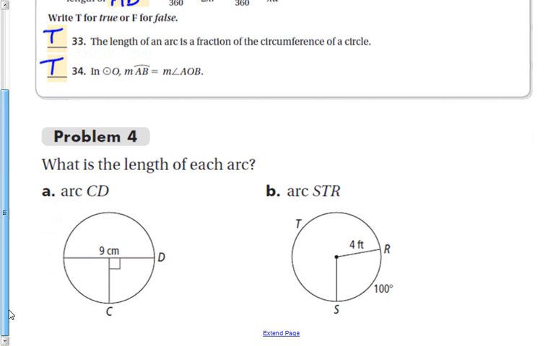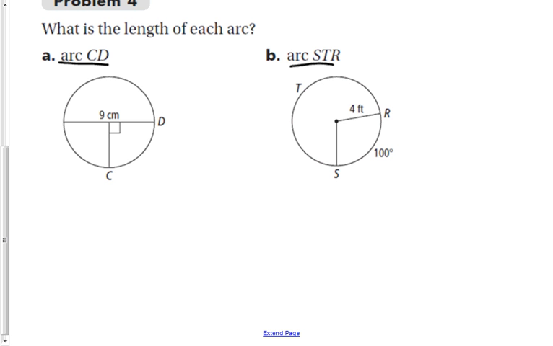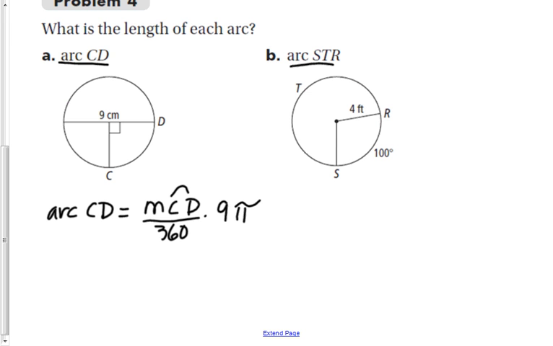All right, so here's our notation for the length. We just write out the word arc, find that. And so we're going to find the length of arc CD. And to do that, arc CD is equal to the measure of arc CD, which means how many degrees it is, divided by 360, times the circumference. And the circumference, we're given the diameter here, so we're going to use the diameter times pi, so 9 pi. And the measure of arc CD is, since it's a right angle, that's just 90 degrees divided by 360.